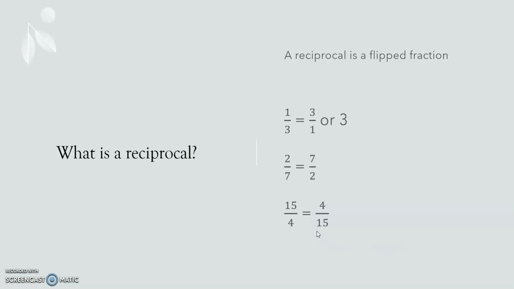And if you need to find out if something is a reciprocal, you can multiply them together and they will equal 1. So if you multiply 15 times 4 and 4 times 15, this will give you a fraction that equals 1. Or if you do 1 times 3 and then 3 times 1, this will give you 3 over 3, which is 1.